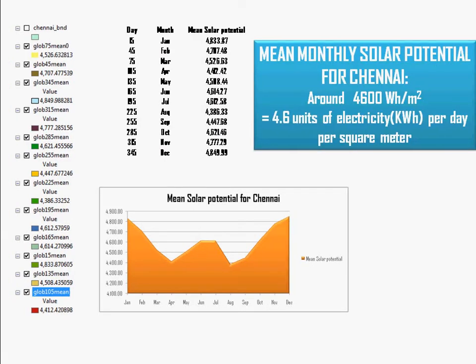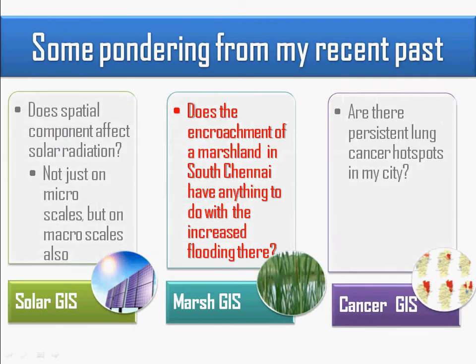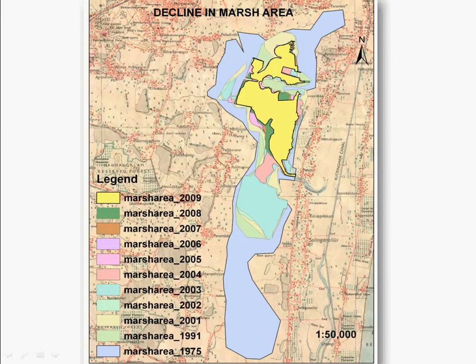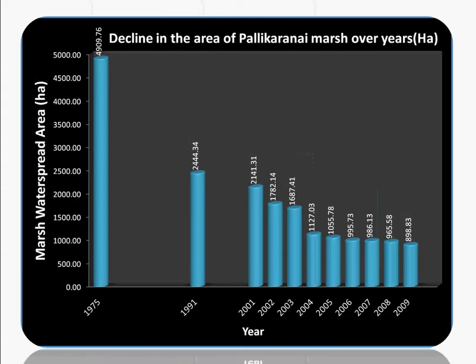My research turned towards a dying marshland in the city. This was coupled with increased flooding experienced in the areas around the marsh. So my question was, can GIS and satellite imageries help in the conservation efforts of this marsh? Using old topo sheets and historical imageries from Google Earth, the marsh area over 2 decades was mapped. The results were obvious. Marsh area had been drastically reduced due to encroachment, as it was classified as a wasteland.